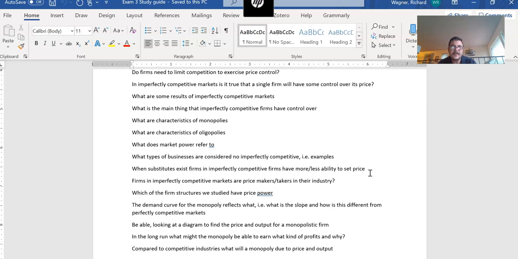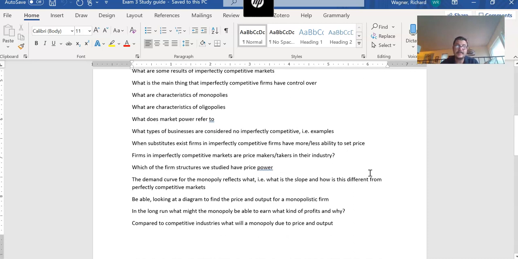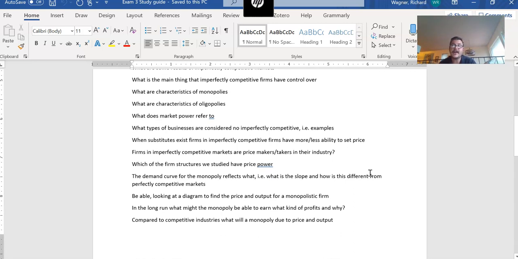Are firms in imperfectly competitive markets price makers or takers in their industries? In imperfect competition, they are price makers. We know that one. Okay, which of the firm structures we studied have price power? Okay, so anything that's not perfect competition. That's what you just got to know there. Okay, if it is a perfectly competitive market, they don't have price power. If it's all the other three, they do. Okay.